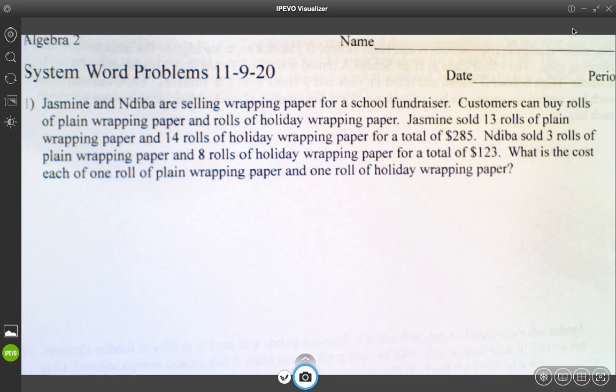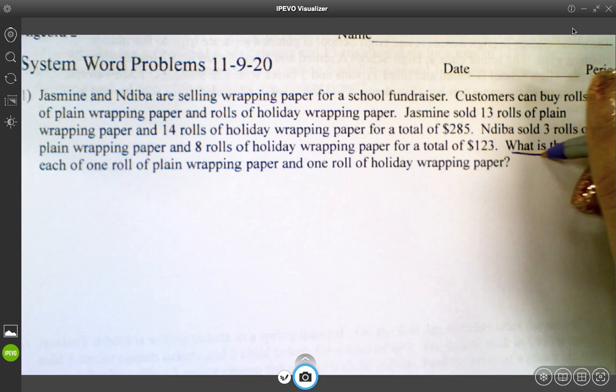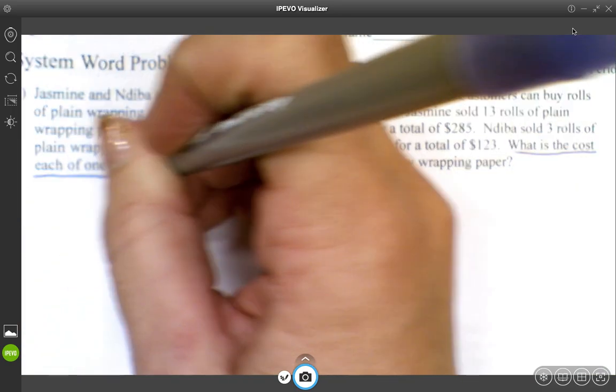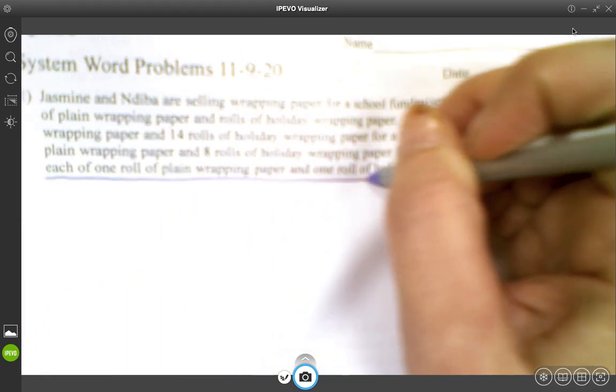All right, they are selling wrapping paper for a school fundraiser. Customers can buy rolls of plain wrapping paper and rolls of holiday paper. Jasmine sold 13 rolls of plain wrapping paper, 14 rolls of holiday wrapping paper, and collected a total of $285. And Neva sold 3 rolls of plain wrapping paper, 8 rolls of holiday paper, and collected a total of $123. This last sentence is telling you what you are solving for.